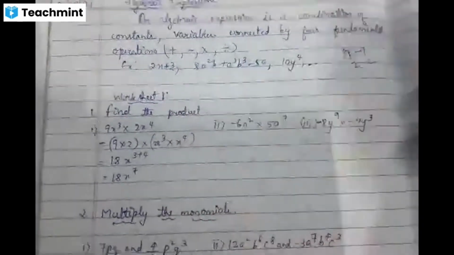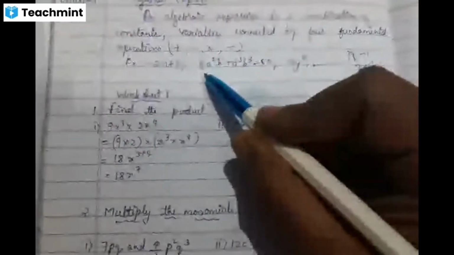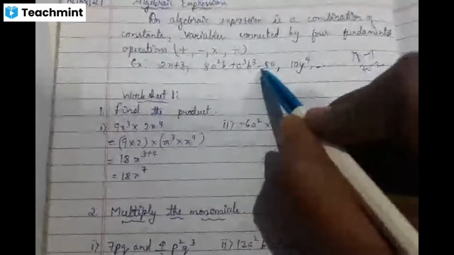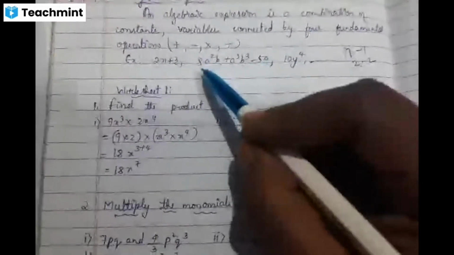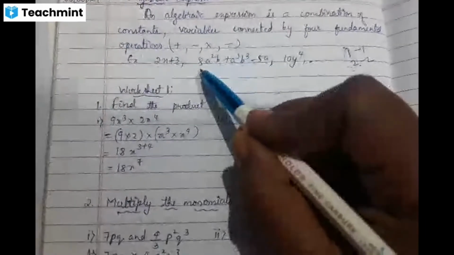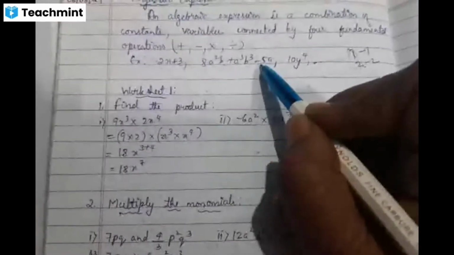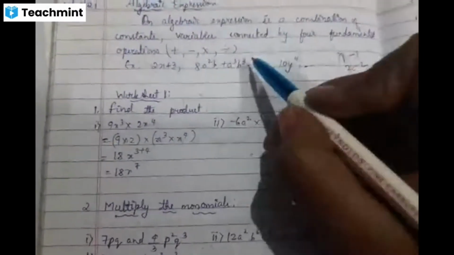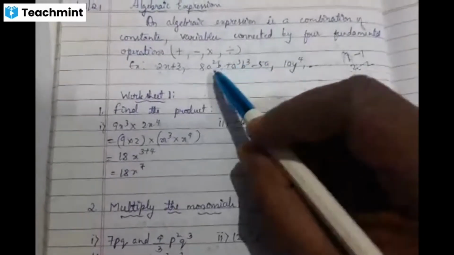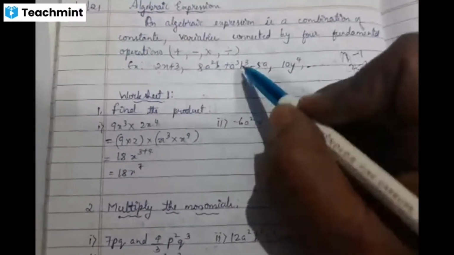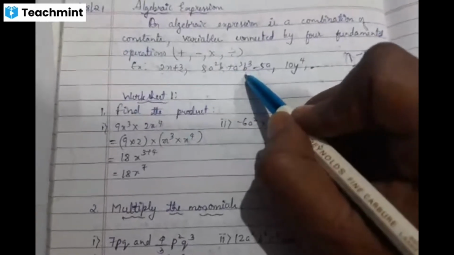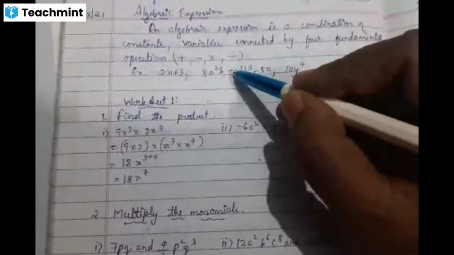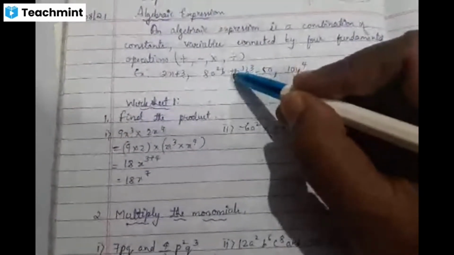Let me take one more example, children. Here you have 8a square b plus a cube b cube minus 5a. Can you all see which are the constants written here, children? 8 and minus 5. For writing the constants, you have to consider the negative sign, children. So 8 and 5 are the constants. Here in plus a cube b cube, you don't have any constants. When you don't have any constant, it is understood always the constant is 1.